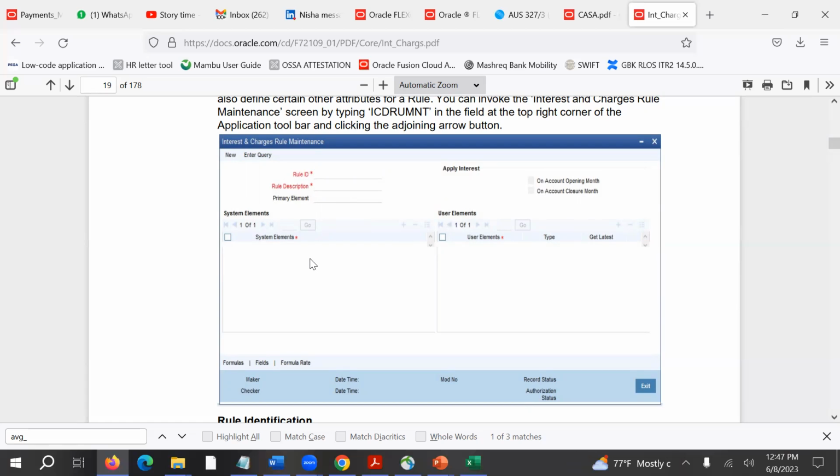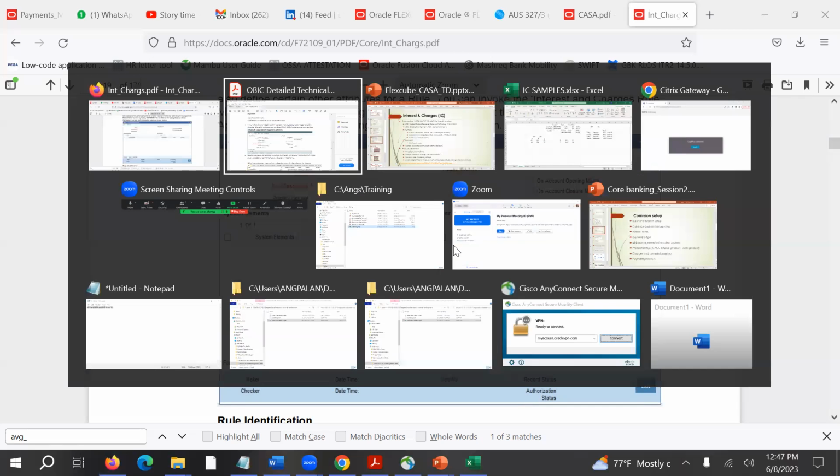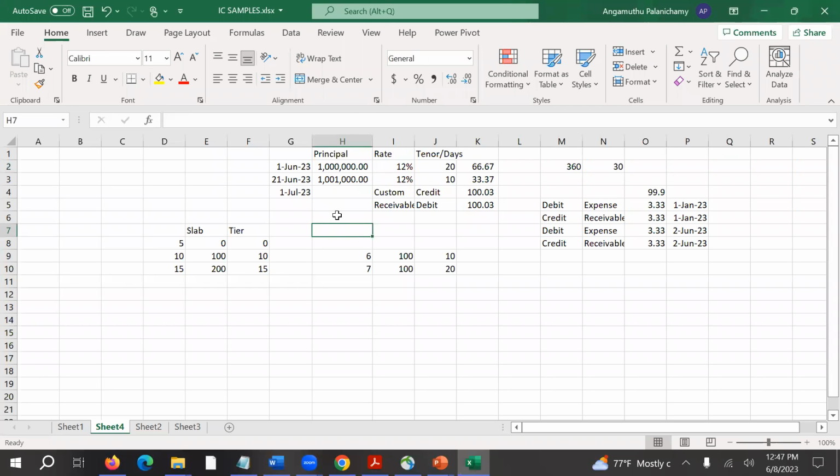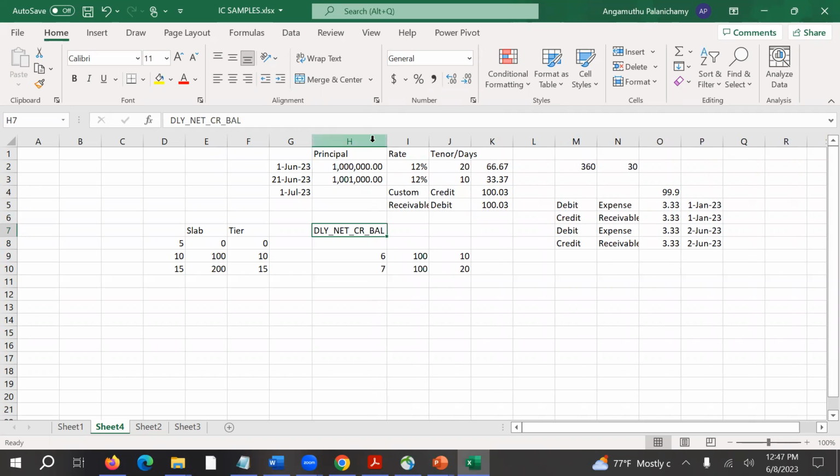And then here, based on my requirement, I will attach whatever element. If I take this simple one, here I'm going to give the interest on the credit balance. So I need daily net CR bal. I think this SDE exists; just assume that this SDE is there. This is the principal, this is the rate, the credit rate, and this is days. So this and this are SDE.